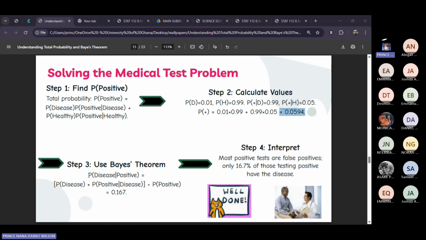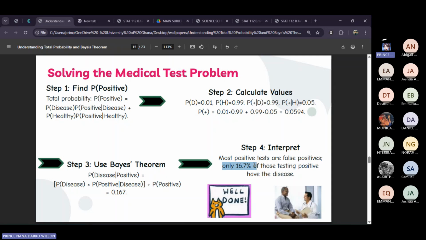So now we go to the numerator. The numerator is probability of having the disease times probability of testing positive when you have the disease. And then we divide that by the denominator, that's probability of being positive. That's what we did earlier. And then that gives us the final probability of 0.167. So it has been interpreted as most positive tests are false positives, and only 16.7% of those testing positive have the disease.